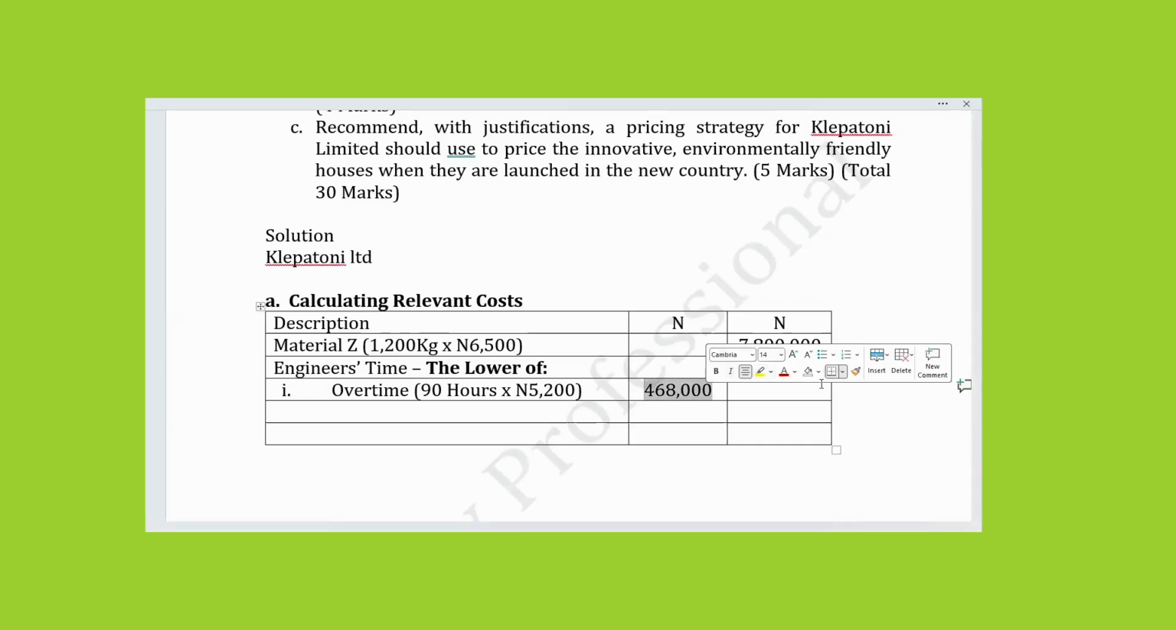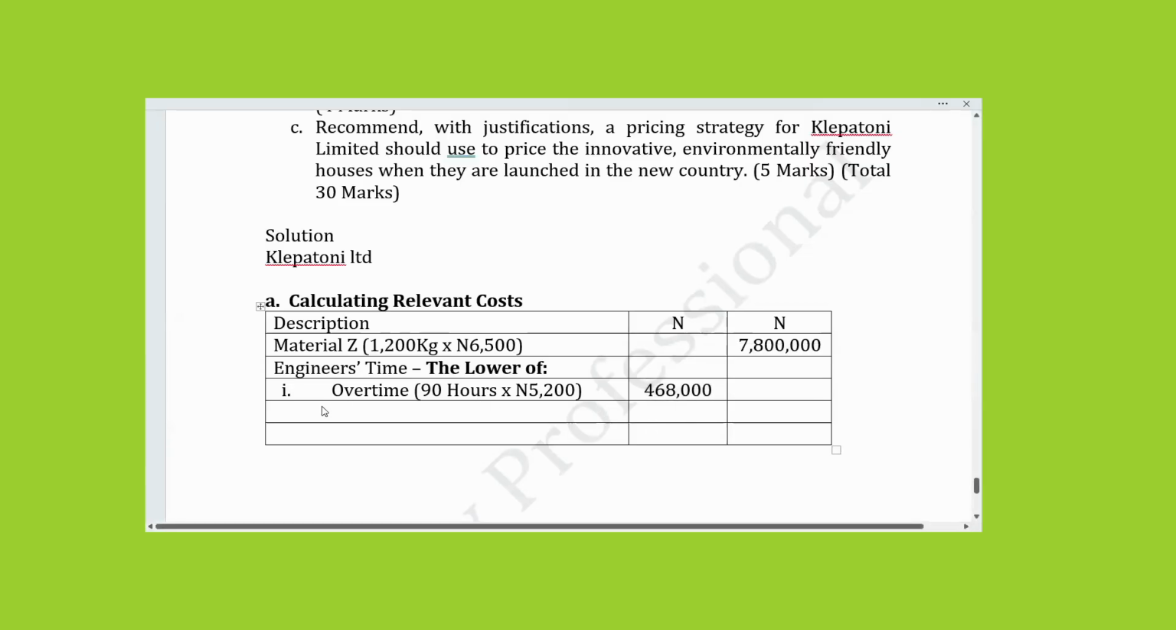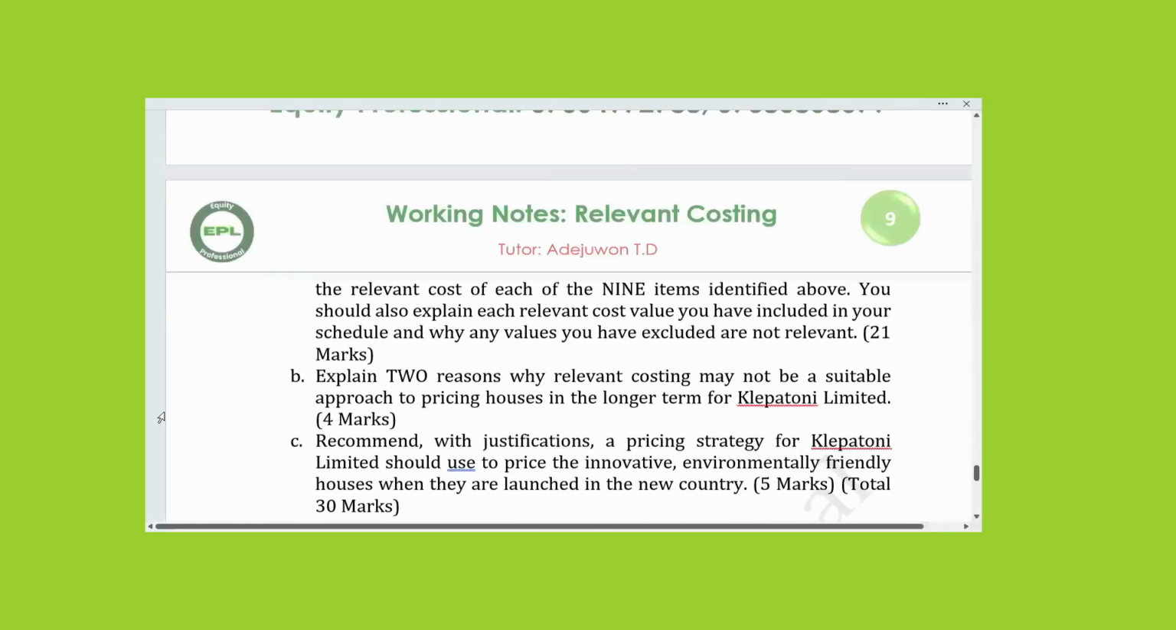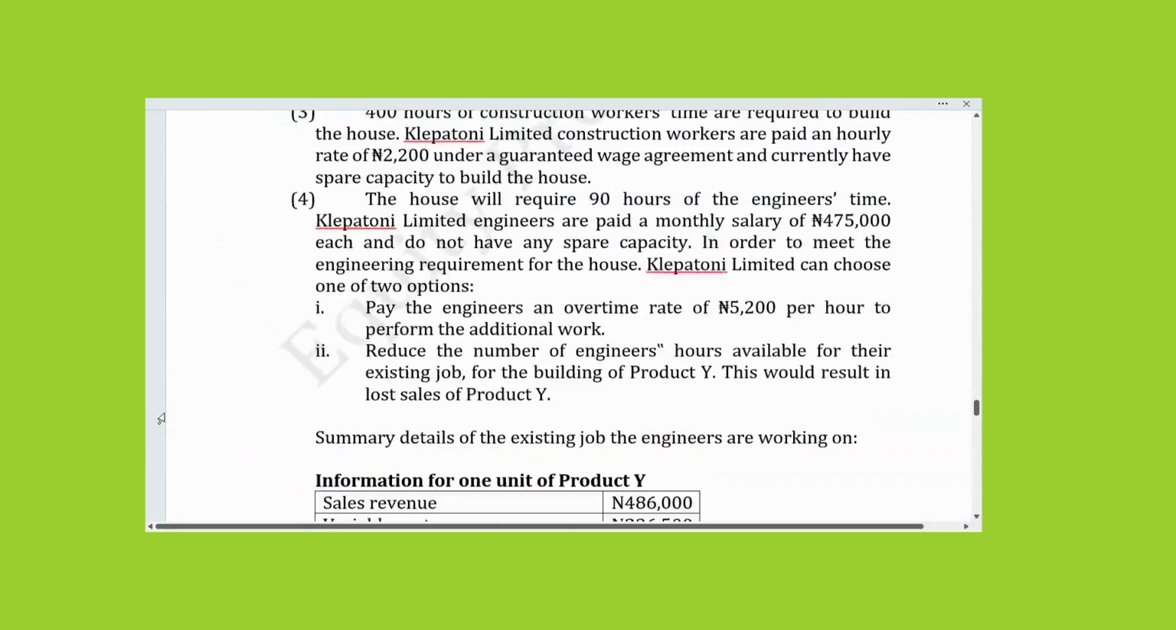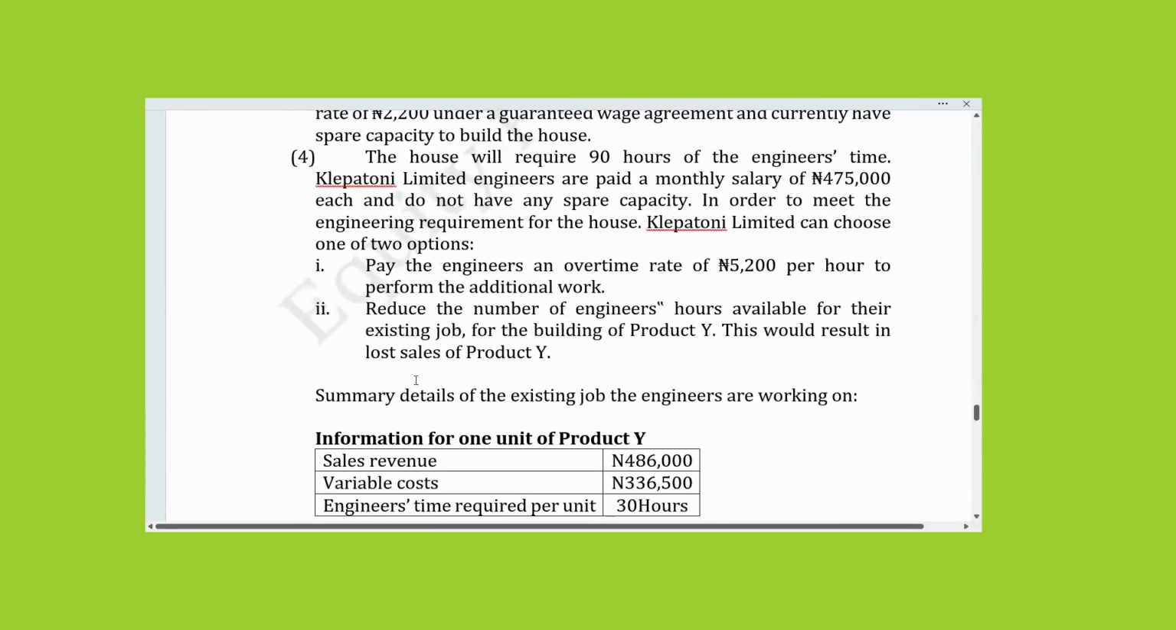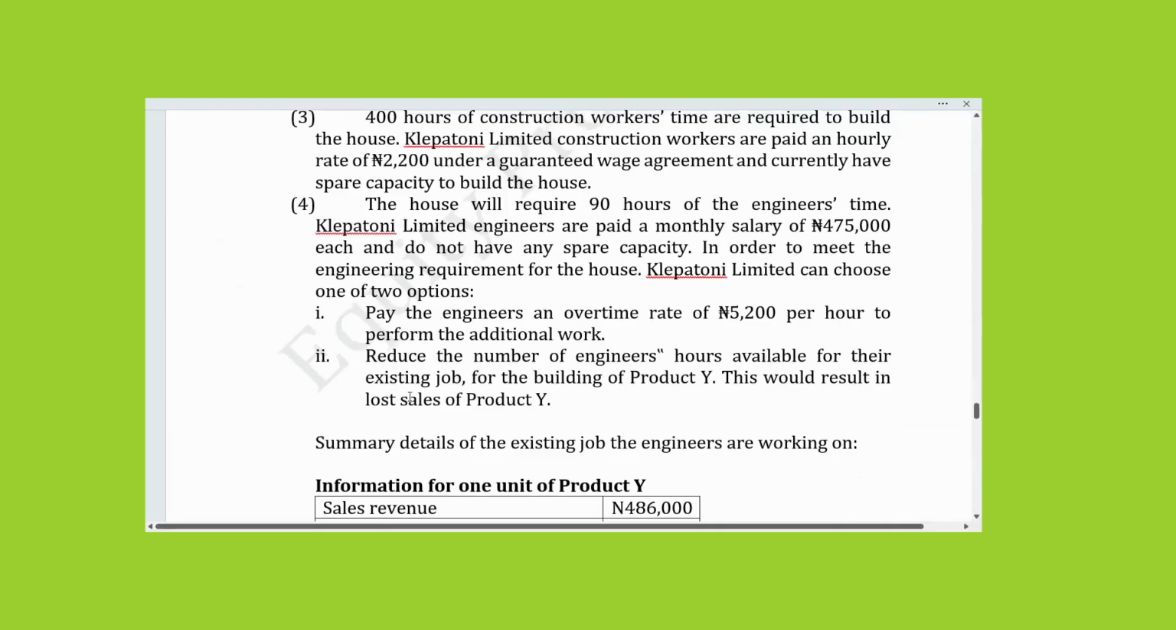Remember that we have two options. Okay, you have two options. Option number one is to pay overtime. Then option number two. Let's go back. Option number two, you have to reduce the number of engineers hours available for their existing job for the building of product Y. This will result in lost sales of product Y.